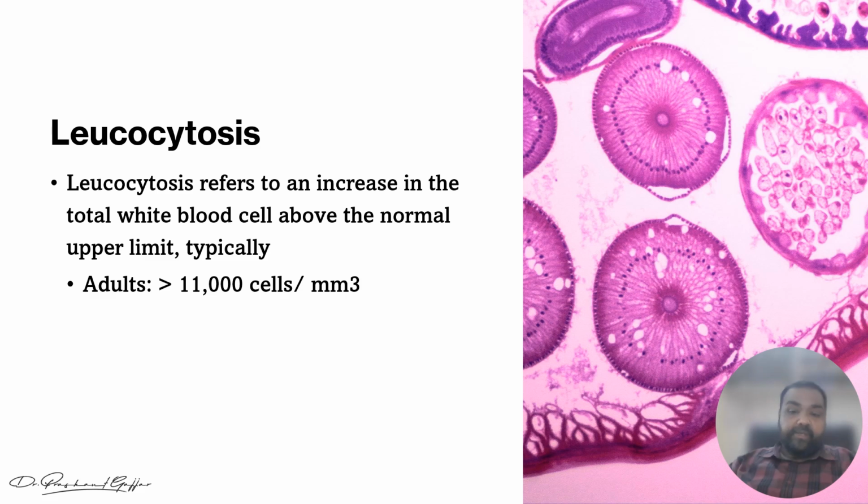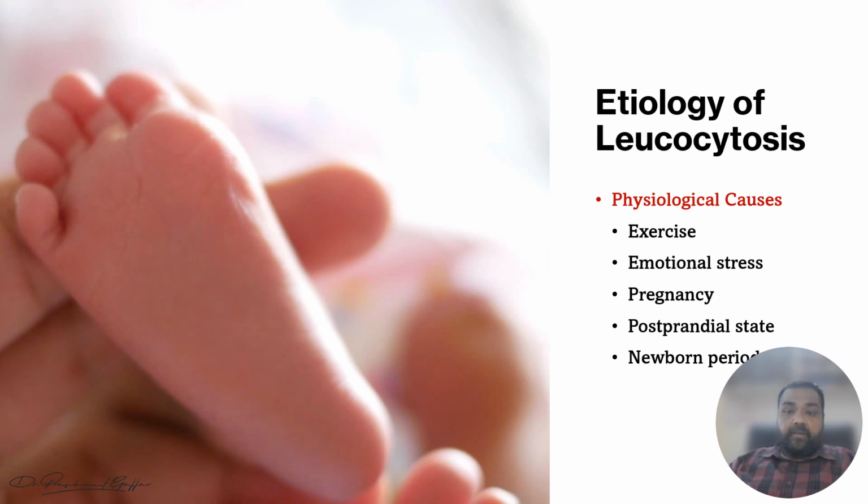Now let's see the etiology of leukocytosis. The etiology is divided into two parts: some physiological causes and some pathological causes. Let's see the physiological causes first. Exercise: after exercise, leukocytosis is common. Emotional stress, pregnancy, postprandial state, that is after eating food, and the newborn period. When a baby is born, for some time after birth there will be leukocytosis, because it has a most crucial role regarding immunity, right?